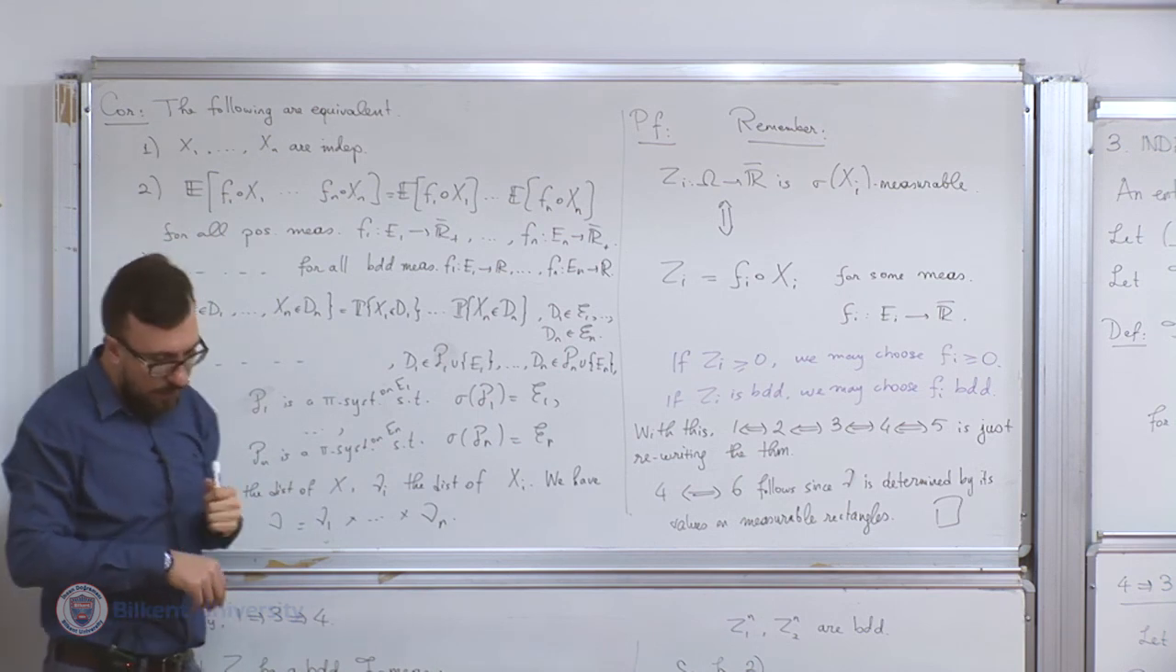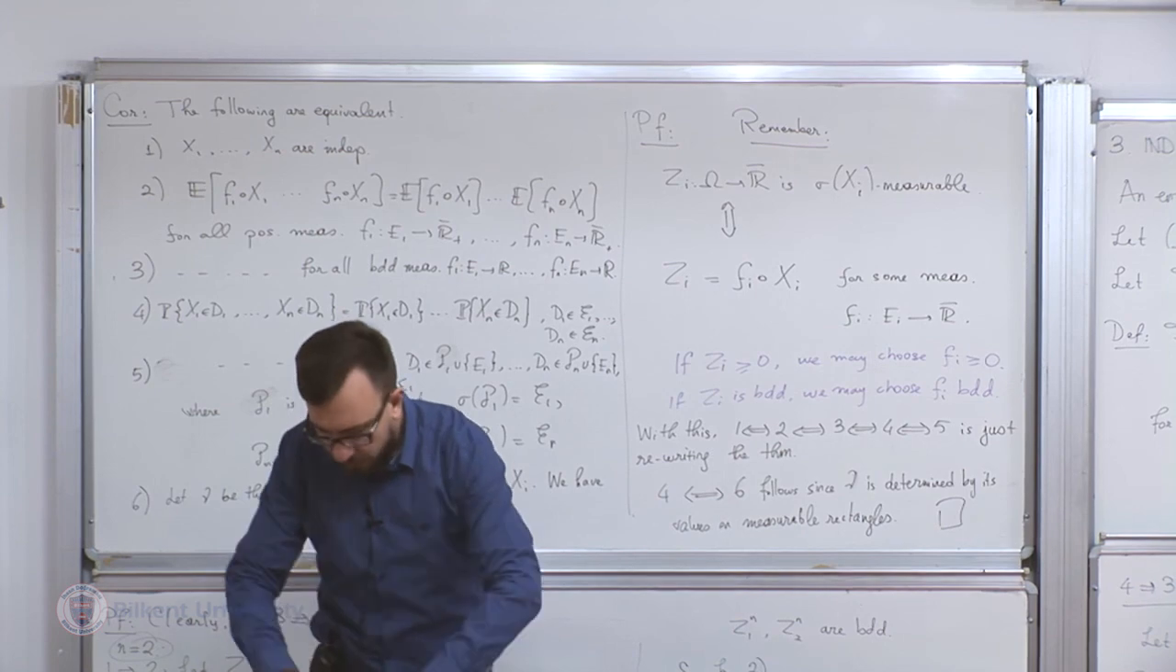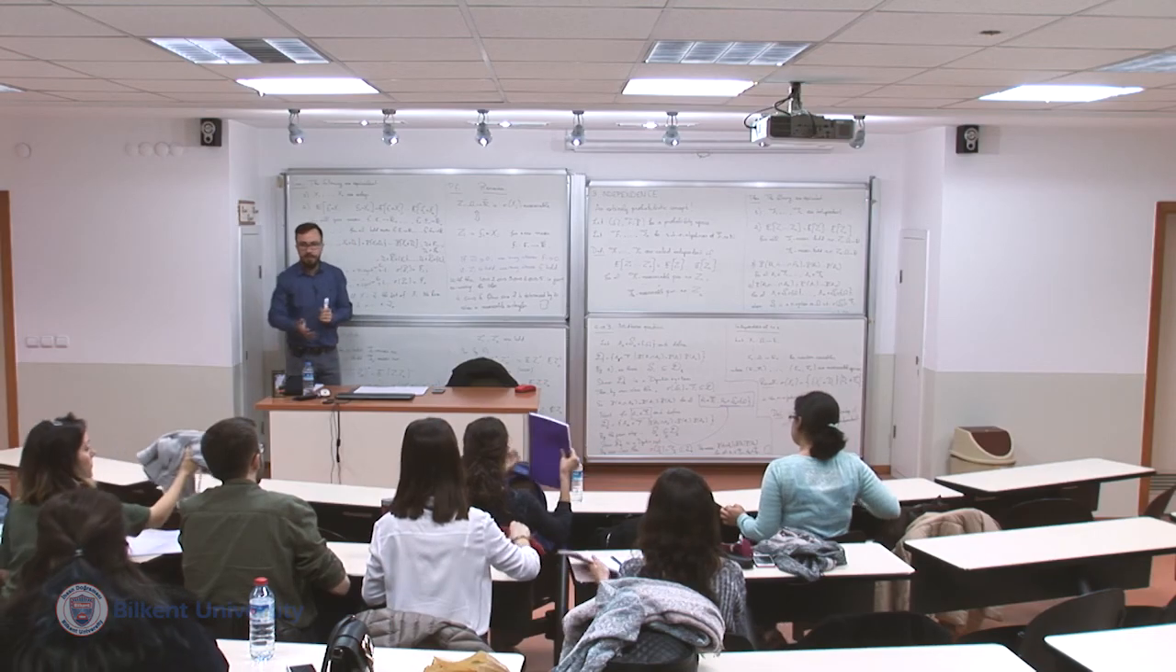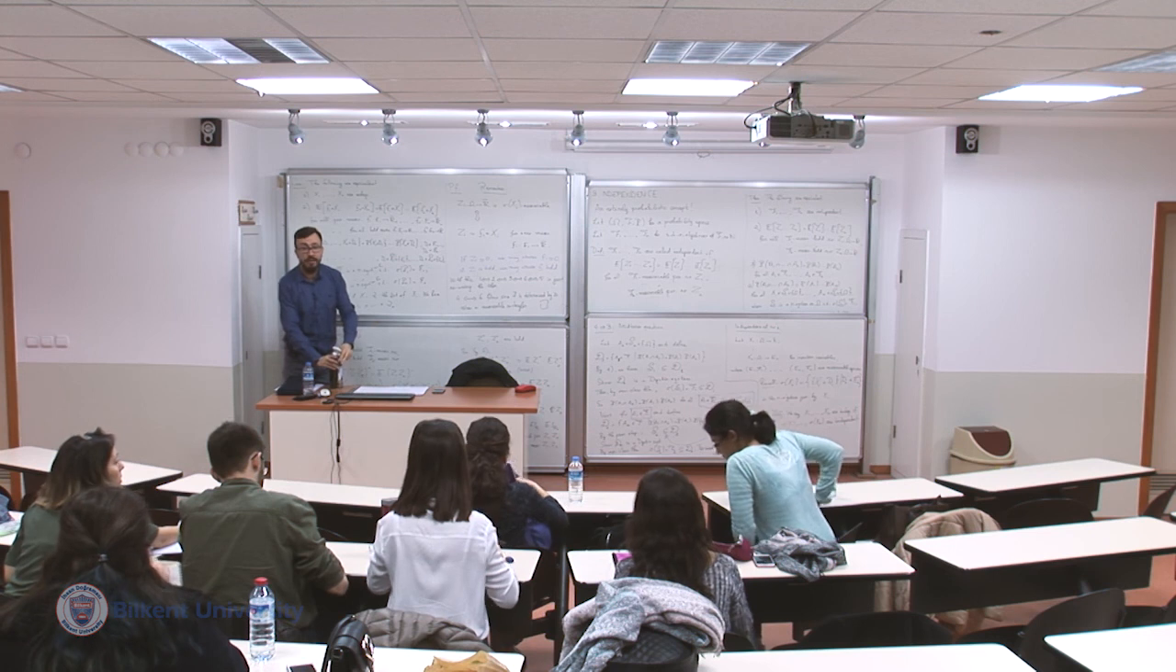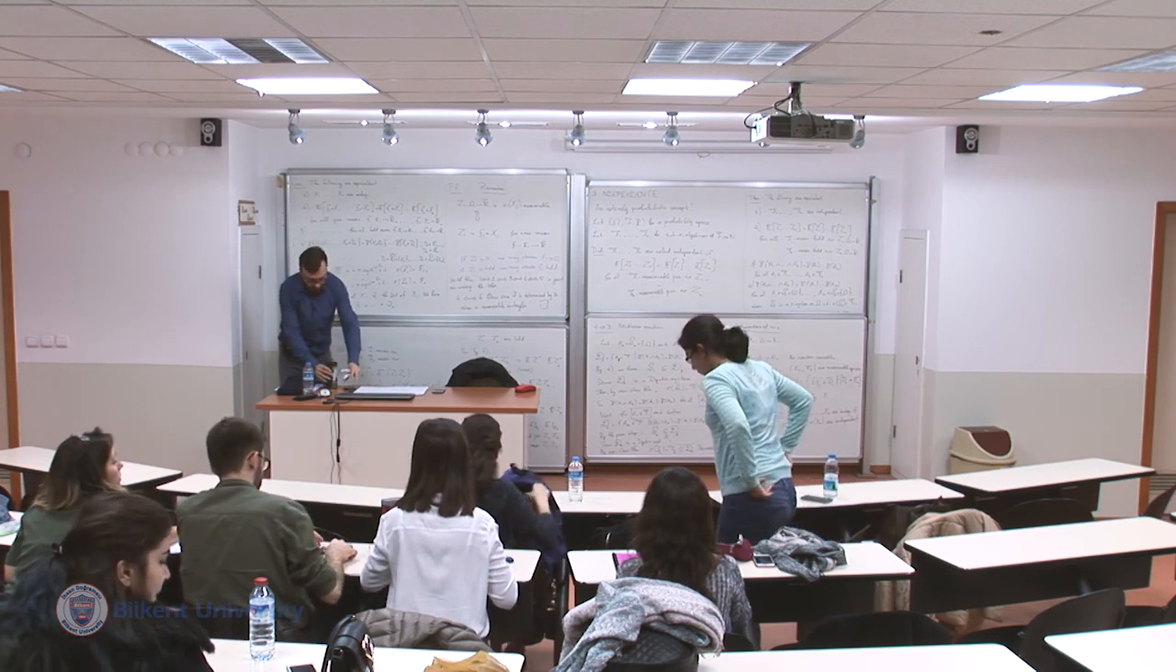Okay, this is all I want to say today. Next Tuesday, we're going to continue discussing independence and also talk about Gaussian vectors. And that's going to be the end of this chapter.